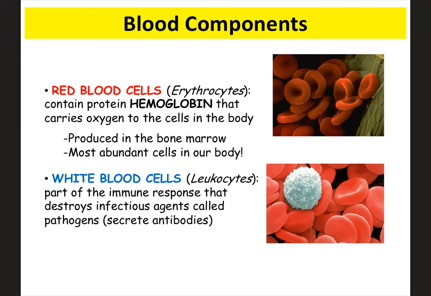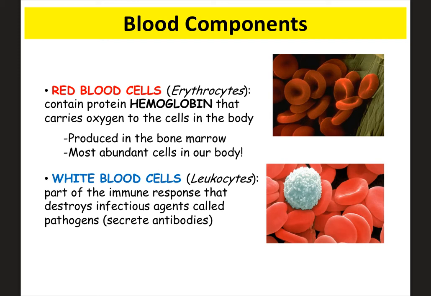The red blood cells are produced in the bone marrow, and they are the most abundant cells in our body. If you look at the picture here, these red blood cells, I like to think of them as being like a donut without the hole being fully punched through. The second component of blood is the white blood cells, also known as leukocytes.